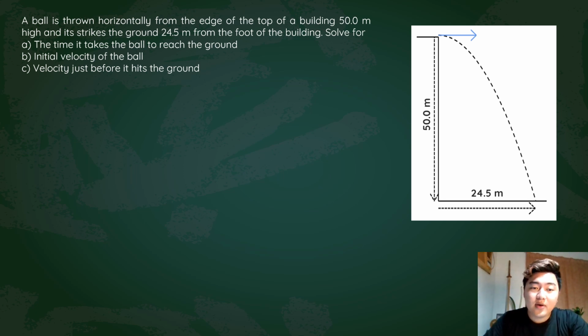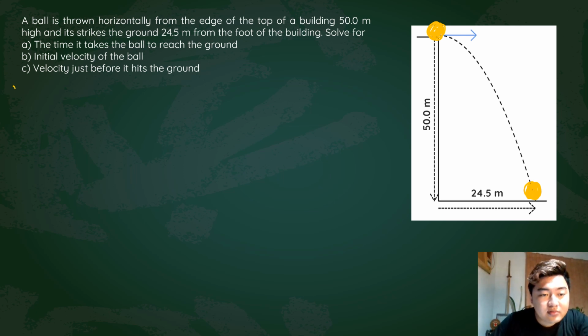A ball is thrown horizontally from the top edge of a building 50 meters high, and it strikes the ground 24.5 meters from the foot of the building. Solve for the time it takes the ball to reach the ground, the initial velocity of the ball, and the velocity just before it hits the ground. We need to analyze our problem, and this is a problem where your object is launched horizontally.